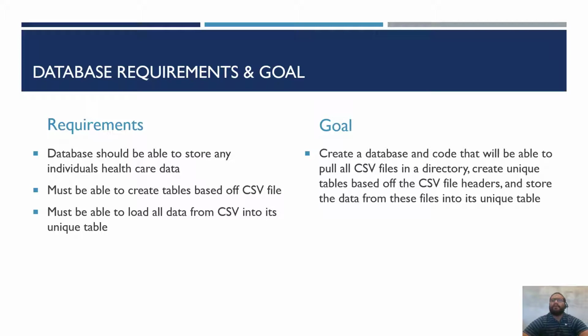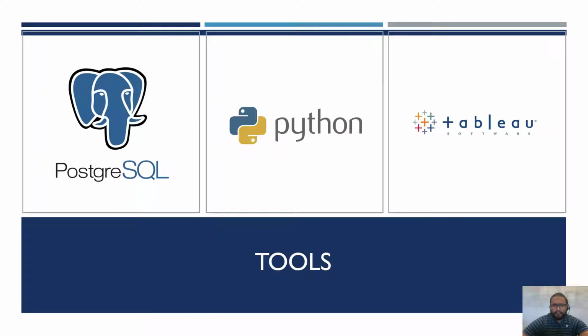So overall, the goal of this project was to create a database and code that will be able to pull all CSV files within a single directory, create a new table, and create the headers of the table for the database based on the headers of the CSV file and upload the data to its unique table. So there were three different tools that were used for this project.